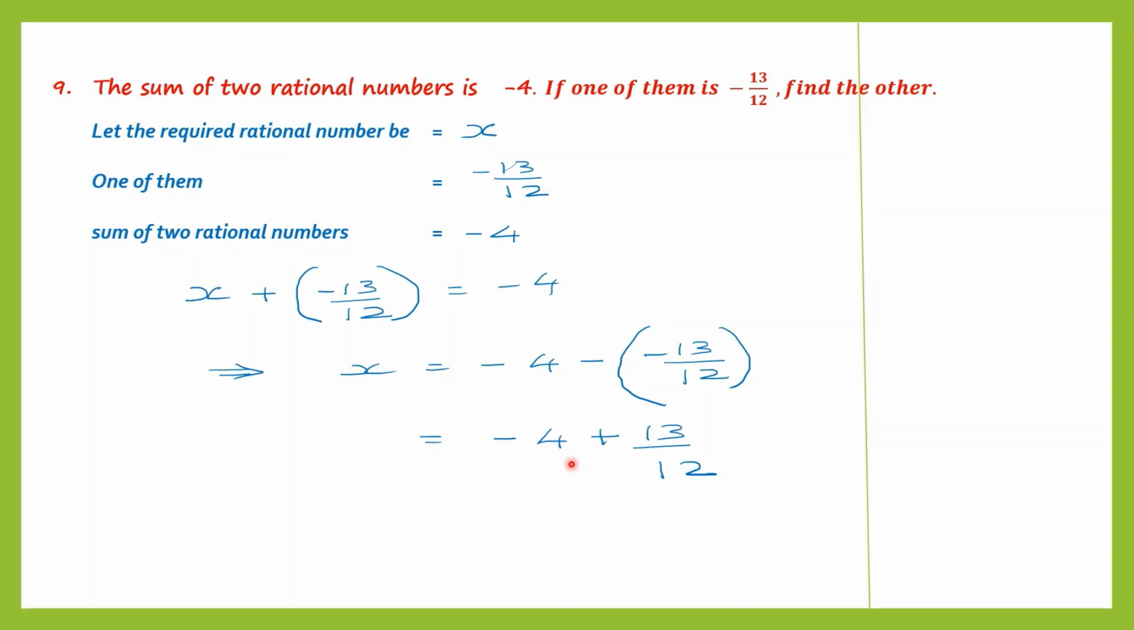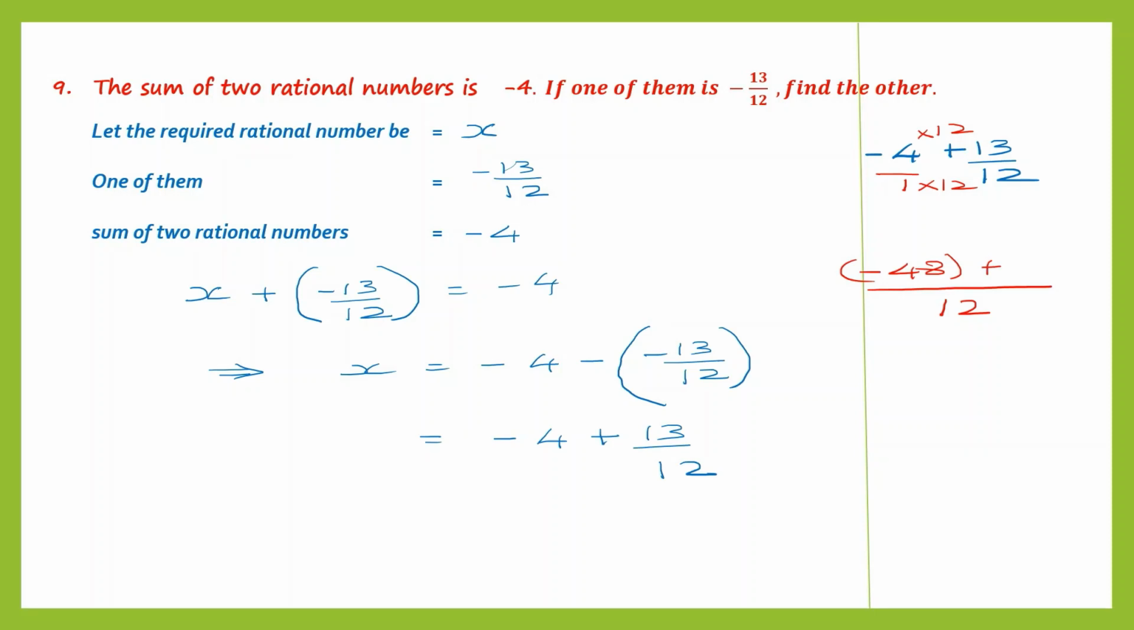Now let's work this out. Minus 4 plus 13 by 12. We'll give minus 4 the denominator 1, and so the LCM here will be 12. When one of the denominators is 1, then the other denominator becomes the LCM automatically. So here the LCM is 12. Now 1 into 12 is 12. So minus 4 into 12 is minus 48 because 12 fours are 48.